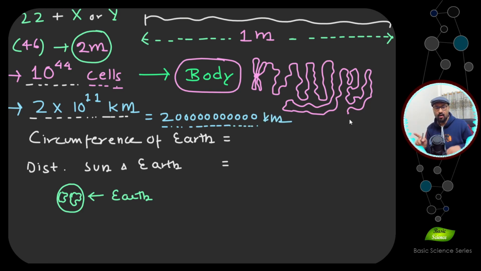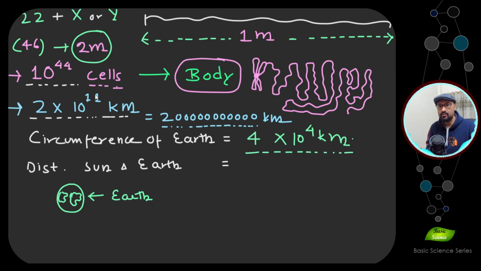Can you imagine how long it will be? Let me compare it with known distances. I don't know if you remember the circumference of the Earth, which is 4 multiplied by 10 to the power 4 kilometers. Compare this distance with this one. Look at the number. You can have at least 2 rounds, more than that even.